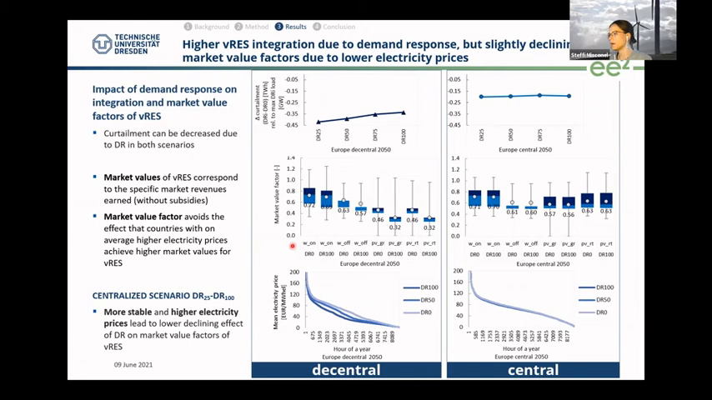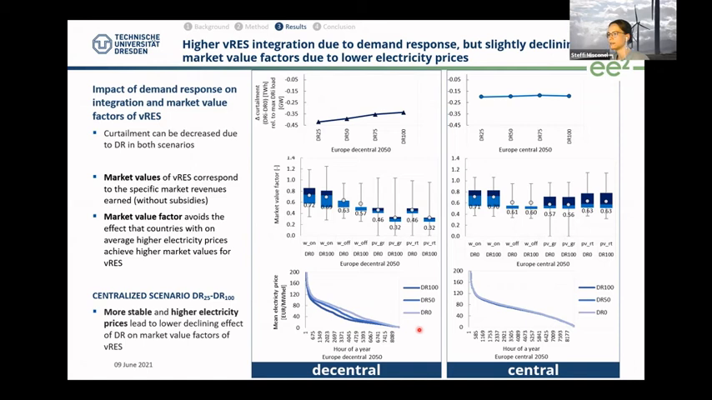And this is due to the high penetration of volatile PV and wind onshore feed-in, which leads to frequently low or even negative residual load during the day, and thus to declining electricity prices, which results in decreasing market value factors. So here in this last figure, on the left side, we can see the duration curve of the mean electricity prices for Europe. And we see that with an increasing share of demand response potentials, the electricity prices decrease.